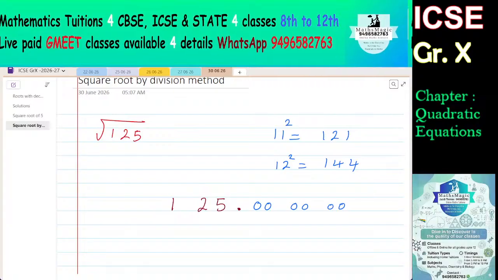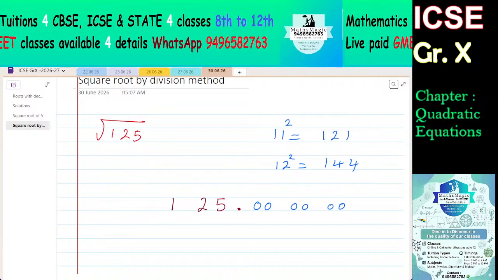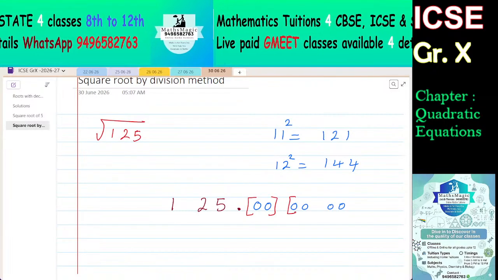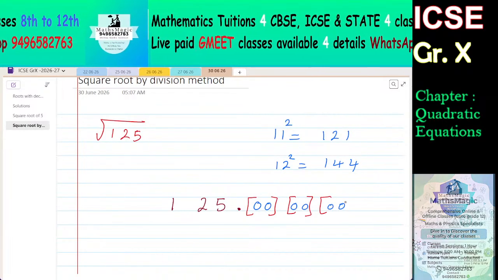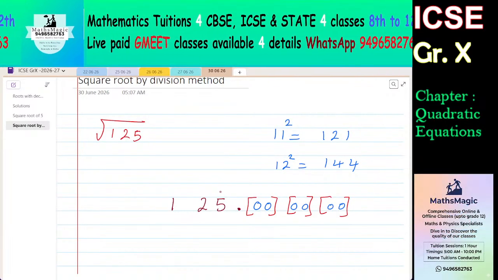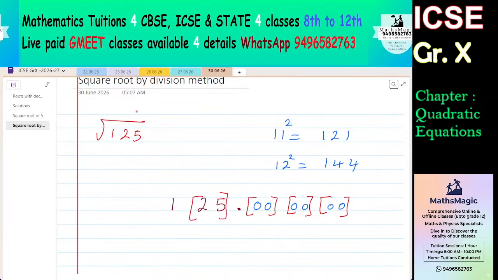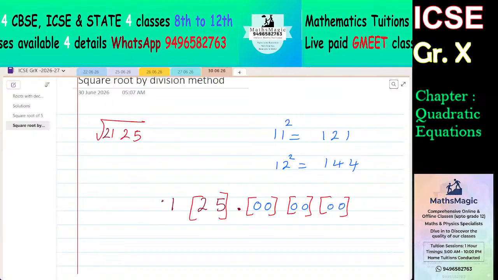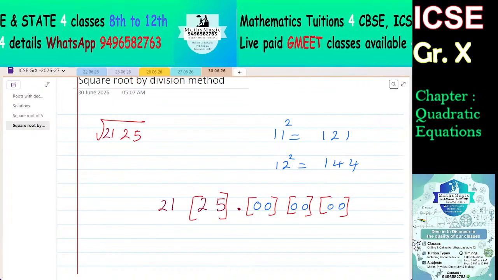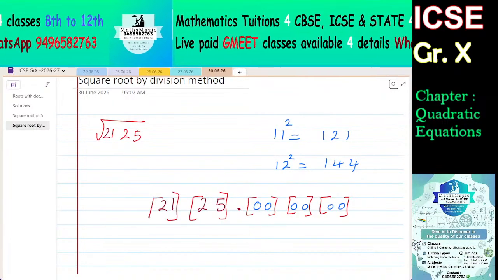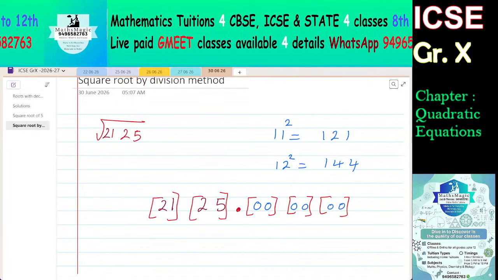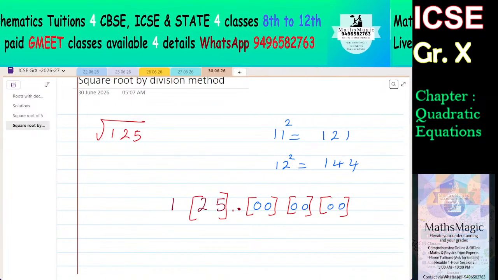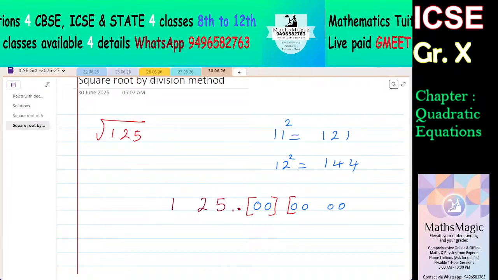So I have put pairs of zeros from the decimal point to the right and from the decimal point to the left. Suppose we have a number like 2125, the next one goes to the next group. So everything starts from the decimal point. Is that clear? So pairing starts from the decimal point.